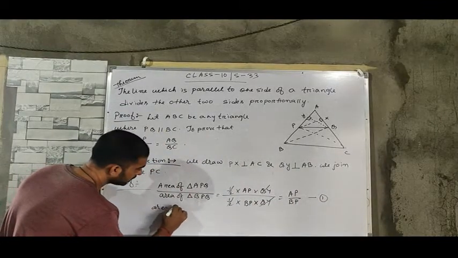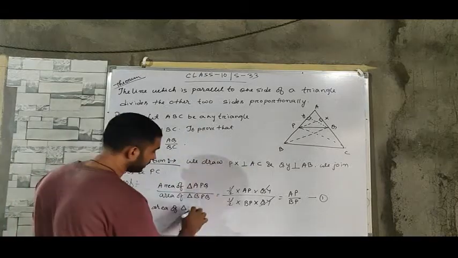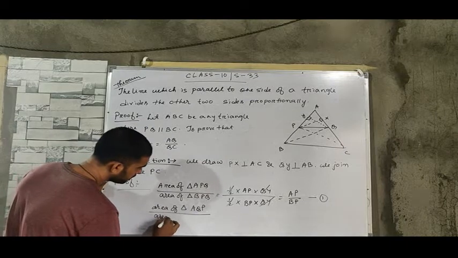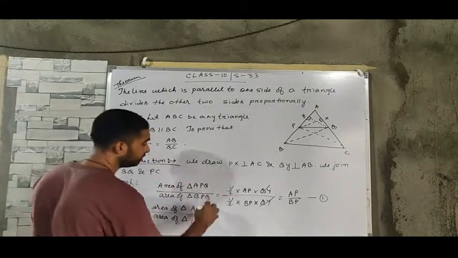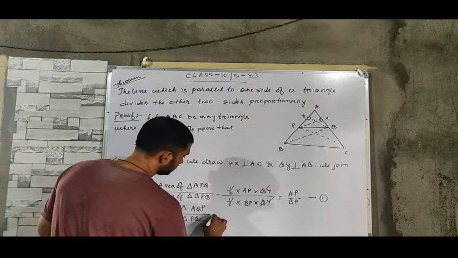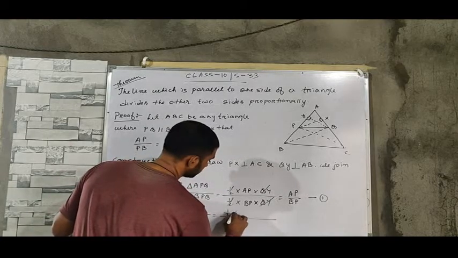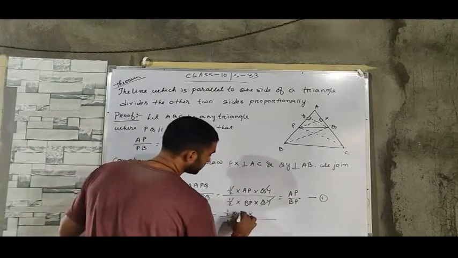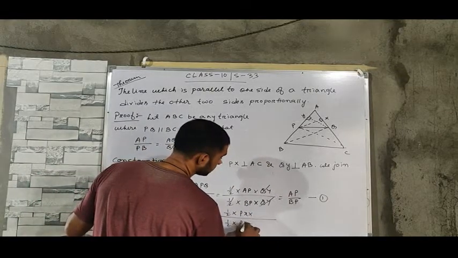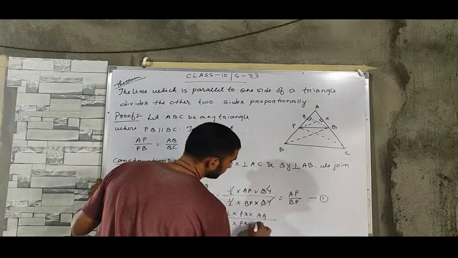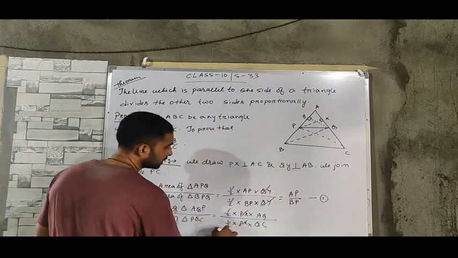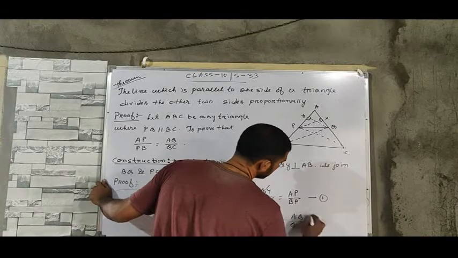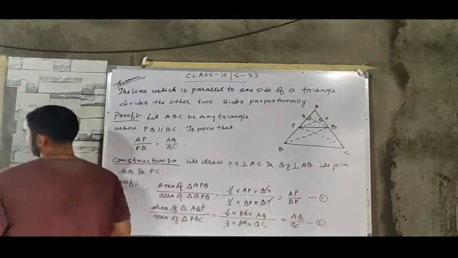Then the area of triangle AQP divided by the area of triangle PQC. Same, half base into height. The height is PX, and the bases are AQ and QC. So note what we have here.